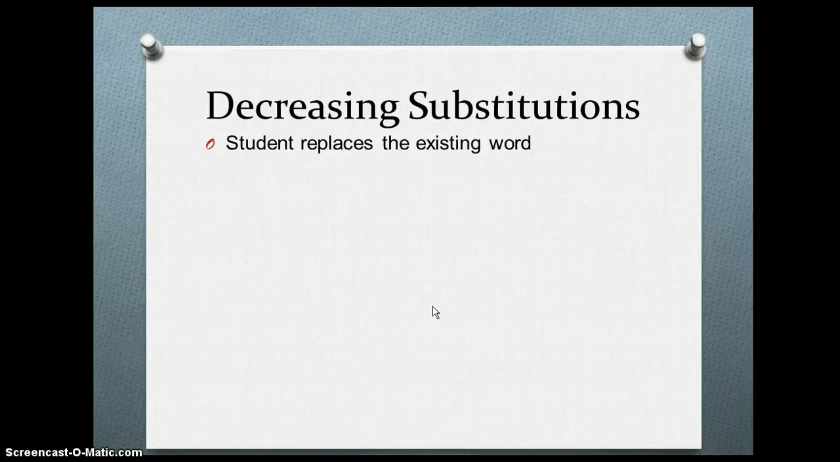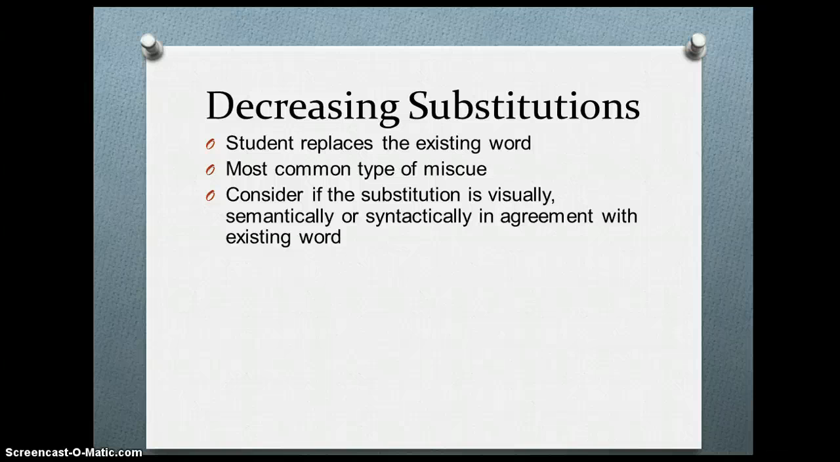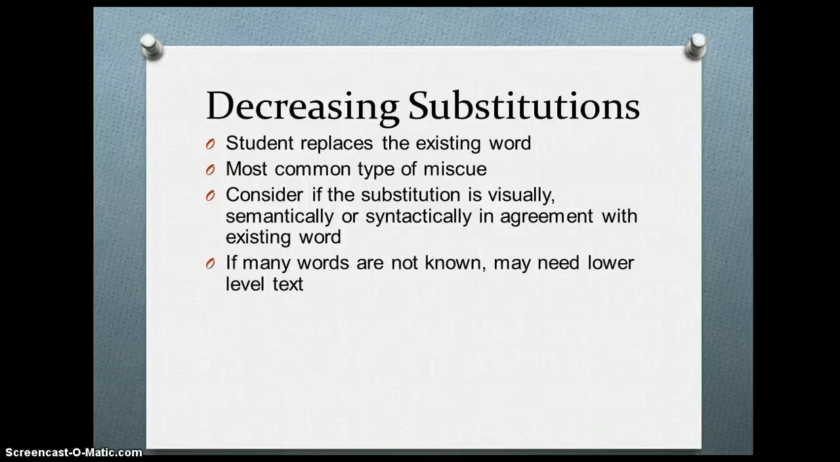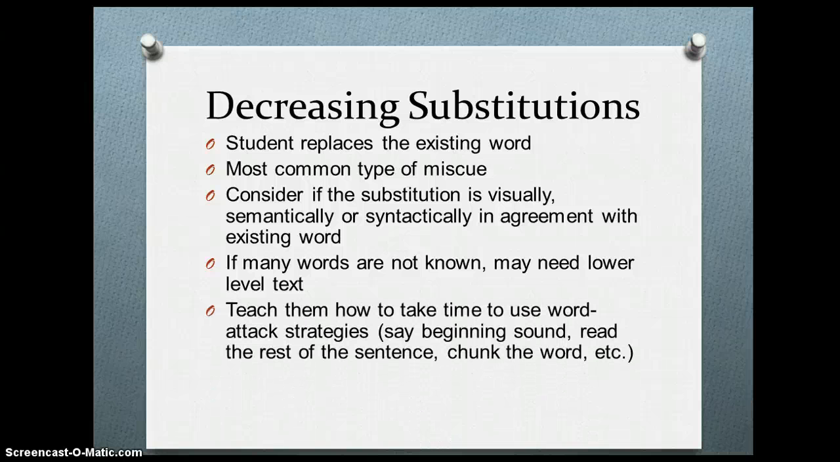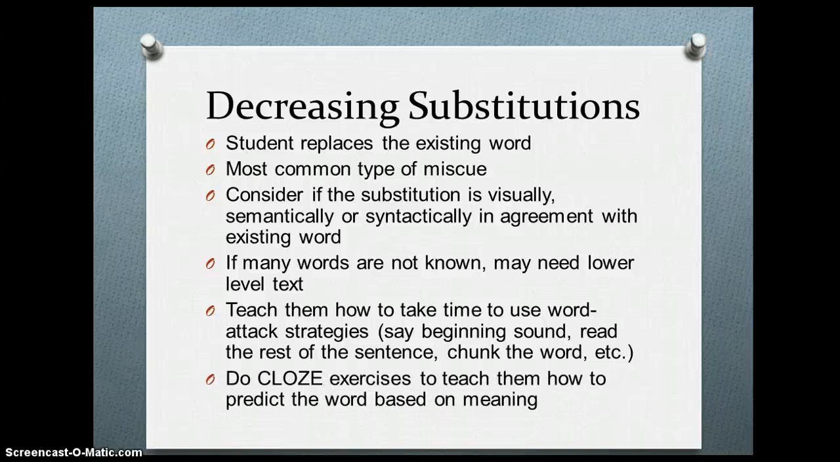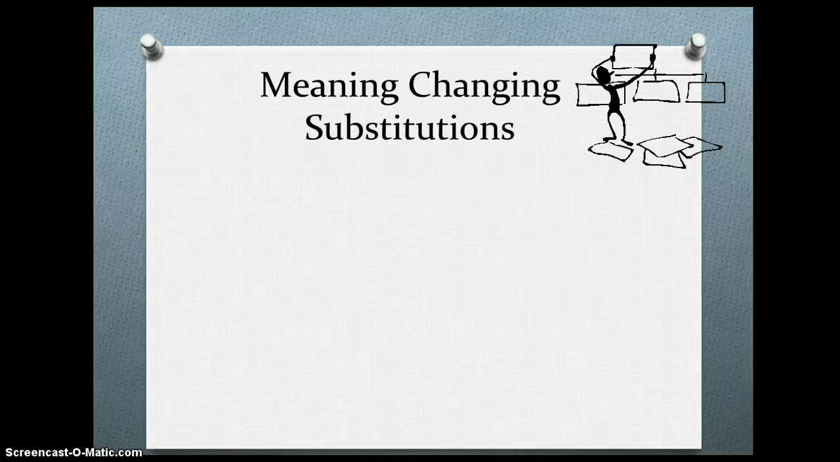So if you want to help your student decrease substitutions, that's where the student replaces the existing word. It is the most common type of miscue. You want to take a look, is the substitution visually, semantically, or syntactically in agreement with the existing word, because that will illuminate which cueing system they are using. If many words are not known, you may need to lower the level of text. You want to teach them how to take time to use word attack strategies like saying the beginning sound, reading the rest of the sentence, and chunking the word. You can also do cloze exercises to teach them how to predict the word based on meaning.